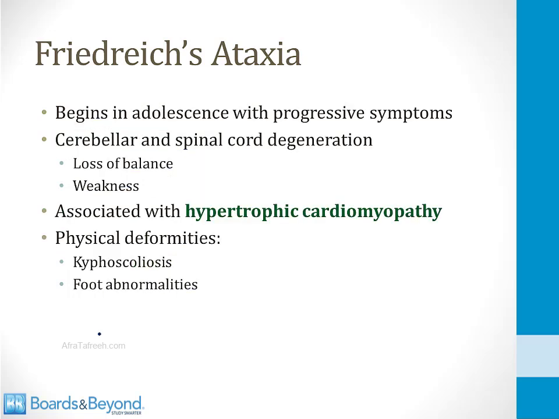In the cerebellum video, I discussed the clinical features in more detail, but I'll briefly review them here. Friedreich's ataxia begins in adolescence with progressive symptoms. There is cerebellar and spinal cord degeneration. That's why this is called a hereditary ataxia. Patients often have loss of balance and weakness.